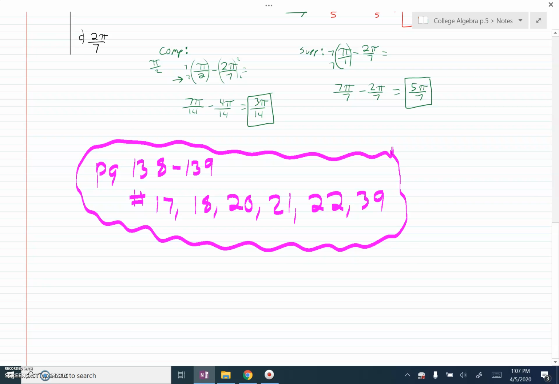We'll have another shorter notes tomorrow on how to convert from radians to degrees. Again, let me know if you have questions. We should be good.